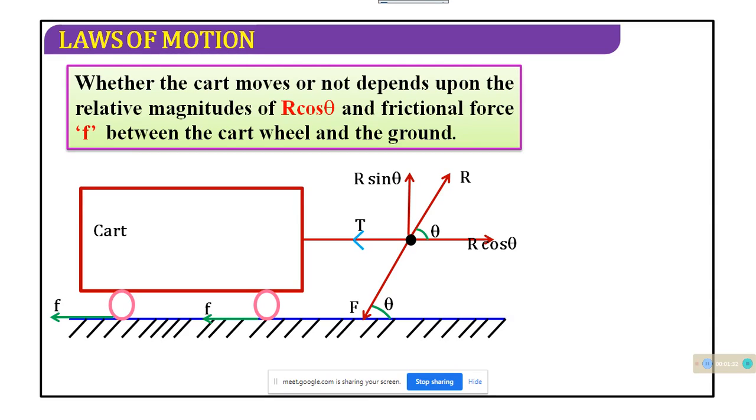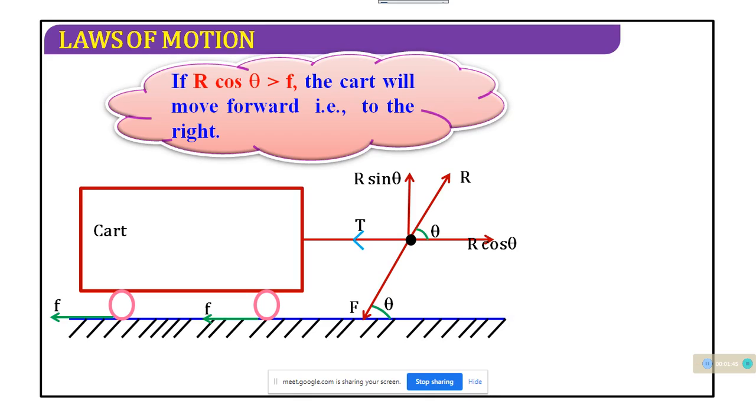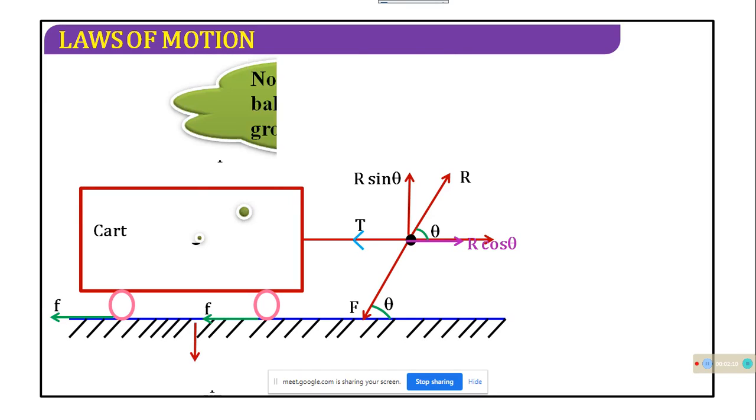Whether the cart moves or not depends upon the relative magnitude of R cos theta and the frictional force F between the cart and the ground. If R cos theta is greater than F, where F is the frictional force, the cart will move. R cos theta is the applied force in the forward direction and F is the frictional force. If the applied force is greater than the frictional force, the object moves, and if it is less, it does not move.